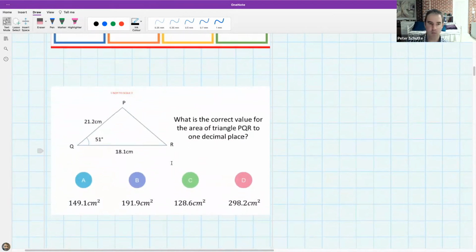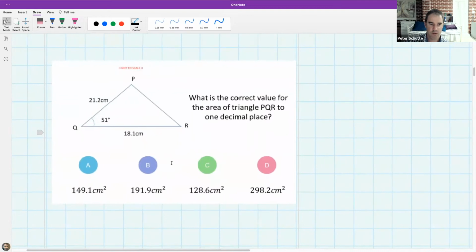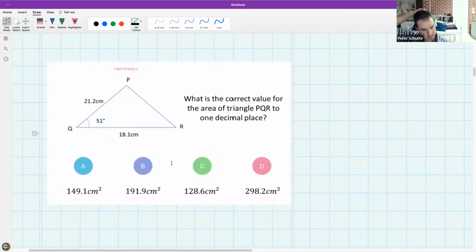Okay, I want you to try and find the correct answer to this question. This question is asking you to find what is the correct value for the area of triangle PQR to 1 decimal place. And you are given the triangle here with certain information. There is no mention of heights, so you're going to have to use grade 11 tools. So can you find the correct answer for the area of this triangle?